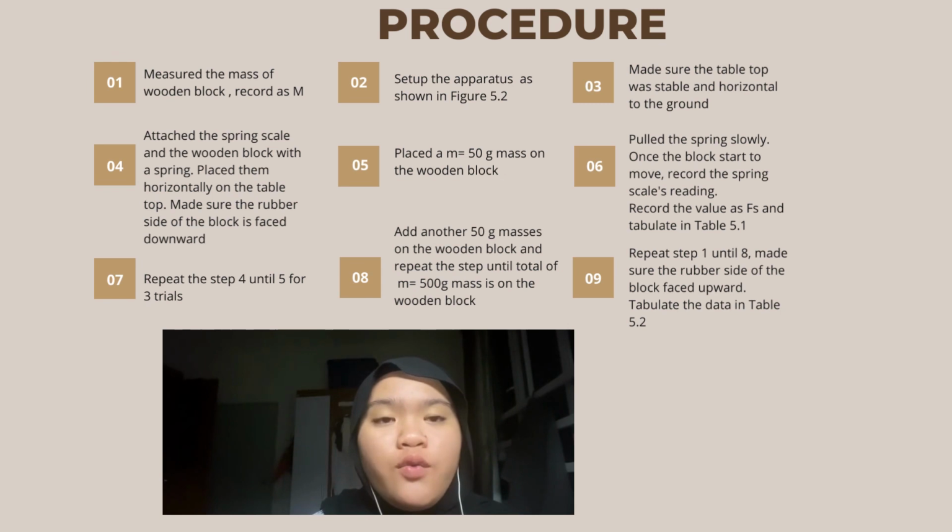Second last, we have to add another 50 gram mass on the wooden block and repeat the steps until the total mass is 500 gram on the wooden block. Lastly, we have to repeat steps 1 until 8. Make sure the rubber side of the block faces forward and tabulate the data in table 5.2. That's all for the procedure.